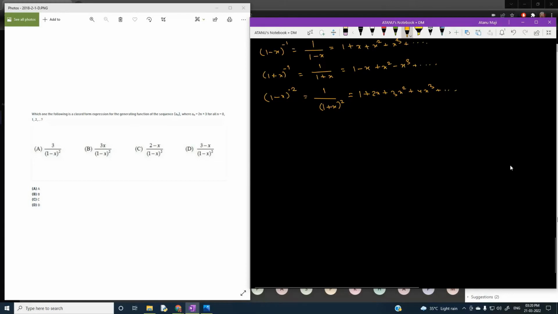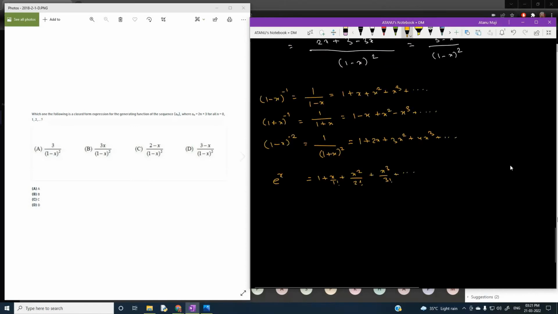Then if I find the expression for e to the power x, that should be 1 plus x by factorial 1, plus x square by factorial 2, plus x cube by factorial 3. Okay, take minus x there. Here also the symbol will come plus and minus alternatively. So this kind of expression or this kind of formula you should remember.